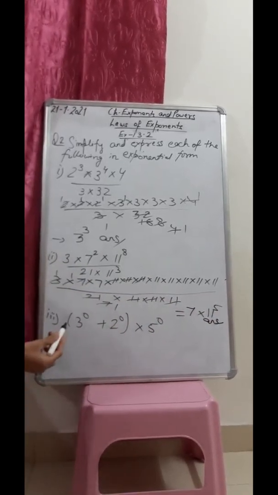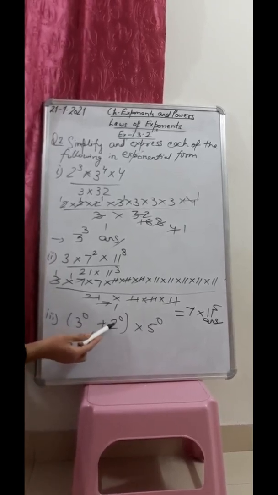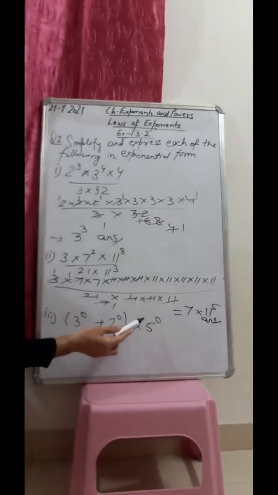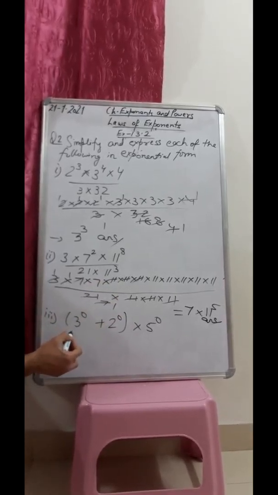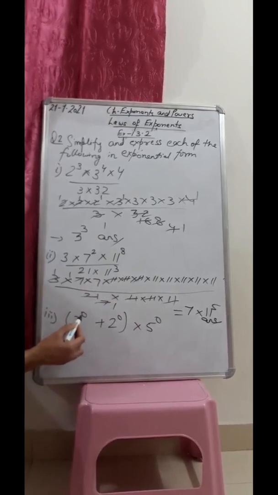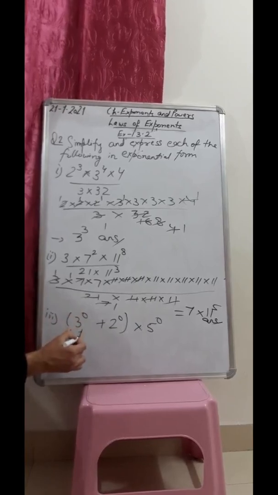Now the third part is, in the bracket we can see that it is 3 raised to power 0 plus 2 raised to power 0, bracket close, multiplied by 5 raised to power 0. So first we have to solve the bracket. In the bracket we can see 3 raised to power 0. Any number which has a power of 0, you can write it as 1.